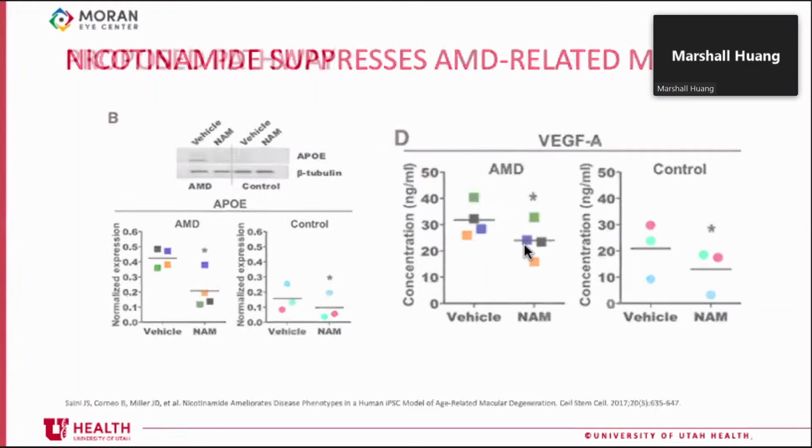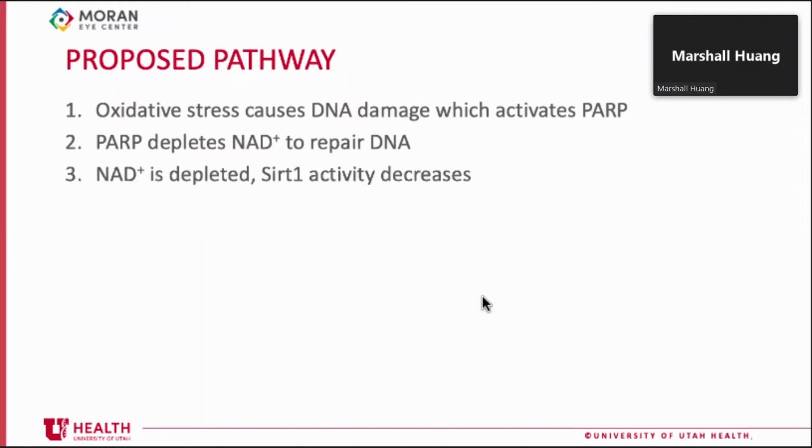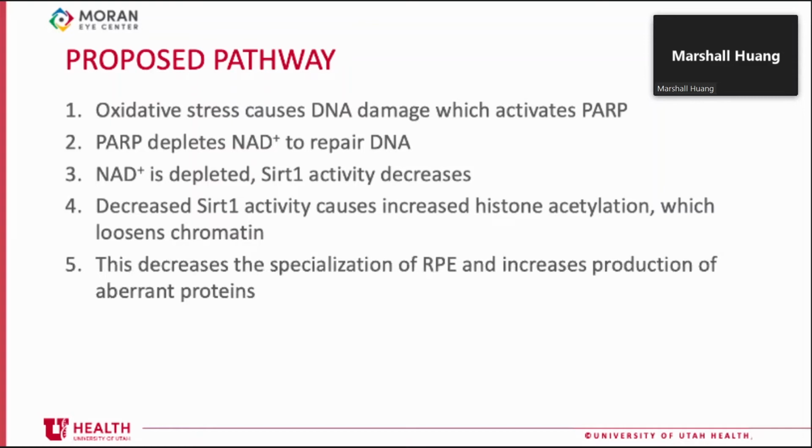So this is the overall proposed pathway for how oxidative stress, which the RPE cells are particularly sensitive to, eventually leads to RPE cell death. First, oxidative stress causes DNA damage, which activates PARP. PARP, which is a family of proteins involved in cellular processes such as DNA repair and genomic stability, depletes NAD plus to repair DNA. As NAD plus is depleted, SIRT1 activity decreases. SIRT1 is the most conserved mammalian NAD-dependent histone deacetylase. The decreased SIRT1 activity causes increased histone acetylation, which loosens chromatin, decreases the specialization of RPE, and increases production of aberrant proteins. The next question is, why FLIO?